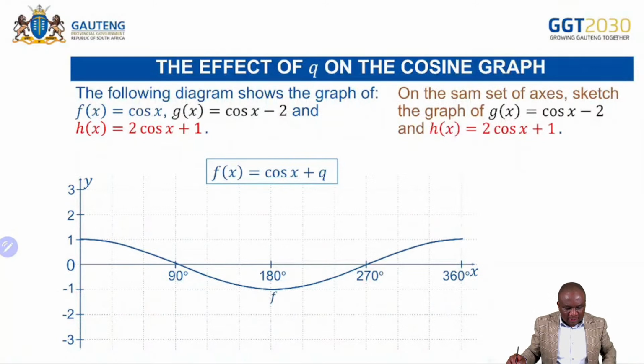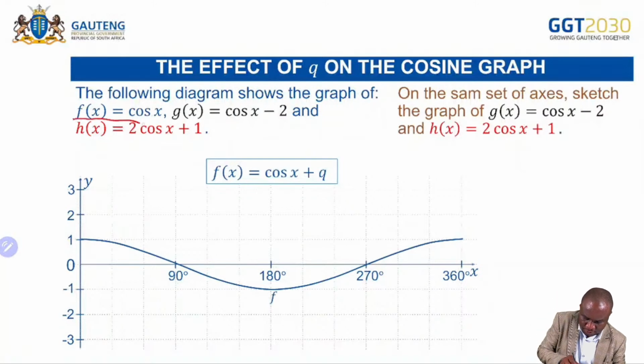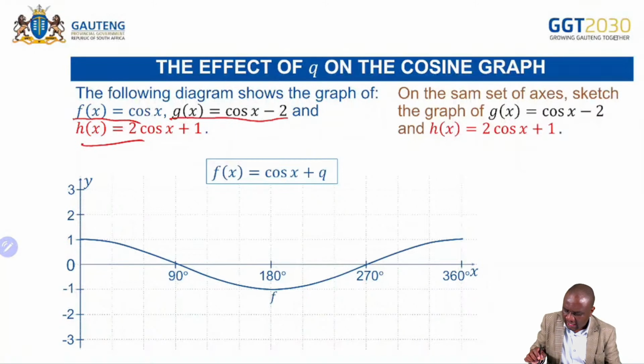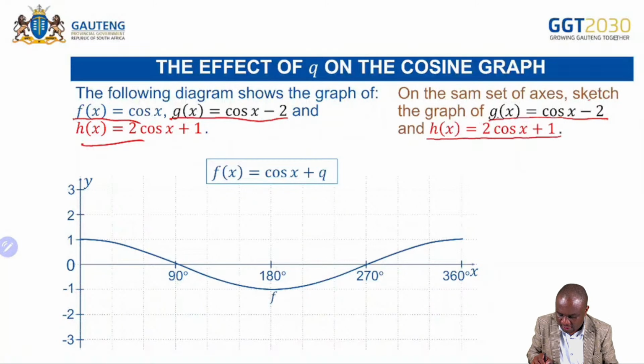Right. The following diagram shows the graph of f of x. Right, and then on the same set of axes, sketch the graph of g of x is equal to cos x minus 2, and then h of x is equal to 2 cos x plus 1. Let me start with g of x. I have about 4 minutes left. I was going to give you time to do this, but if you can be ahead of me, try to do so. Okay, let me explain this.